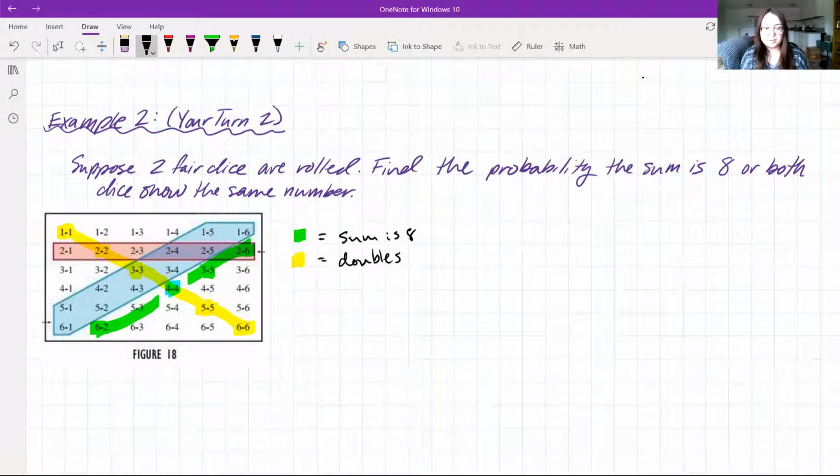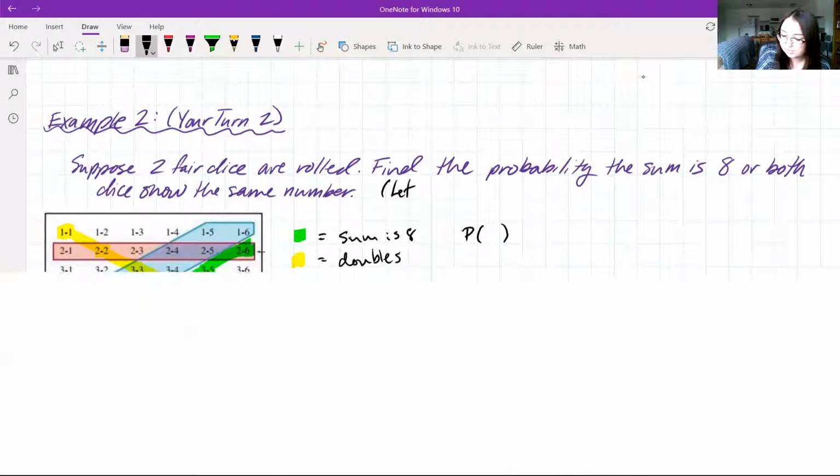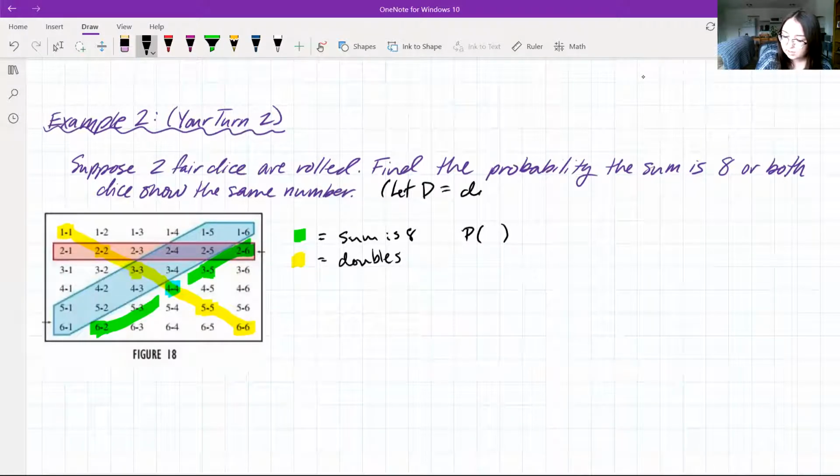All right, so now since we've highlighted on our chart here, we see there's going to be 6 options for doubles and 5 options for the sum is equal to 8, and they share 1. So this means that when we write out the probability of 8, because we know what that means, we're going to be writing D as doubles, so let's stick with the letters. We'll write this over here: let D equal doubles, and E equal 8.